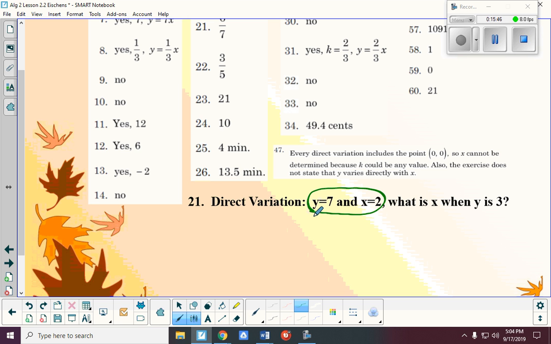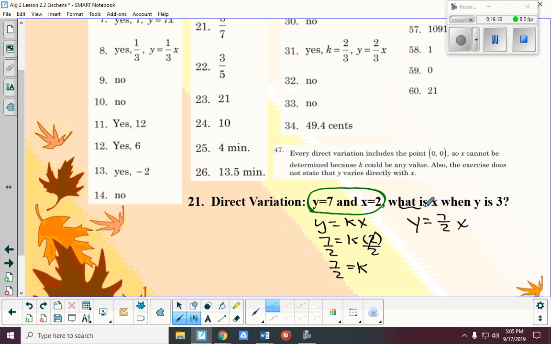So the first thing we need to do is find the constant of variation. So write y equals kx. And we'll substitute in the y and the x value that they give us and divide by 2 to find k. So k, your constant of variation, is 7/2. So in this problem then, the direct variation equation is y equals 7/2 x.